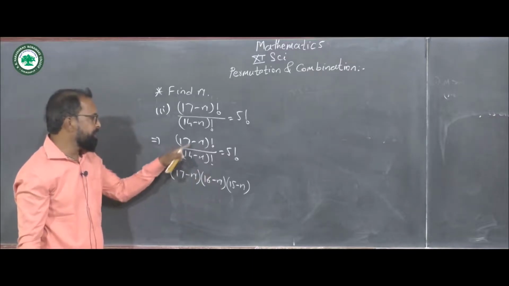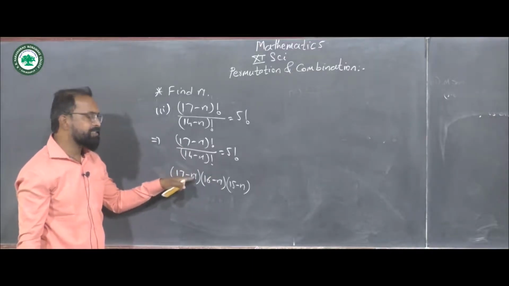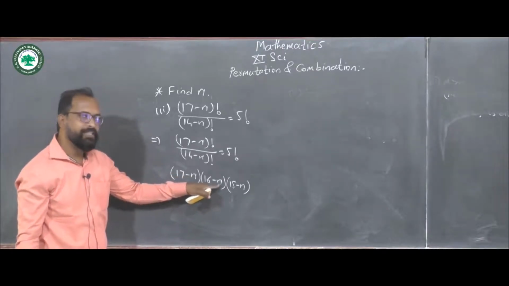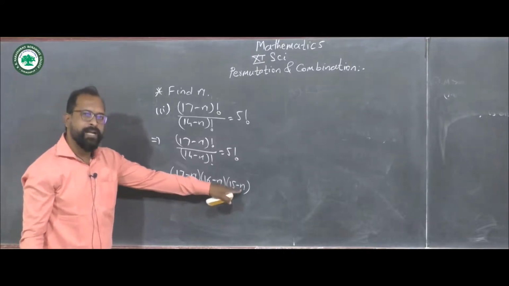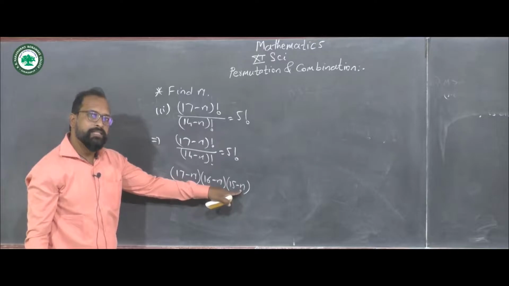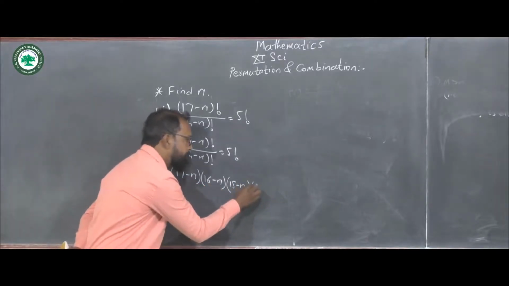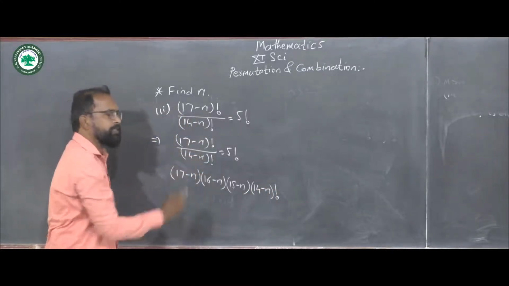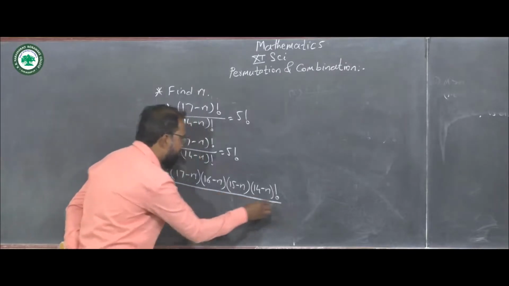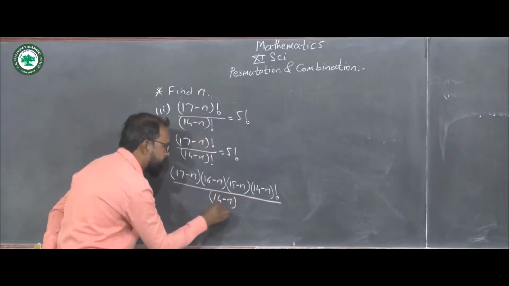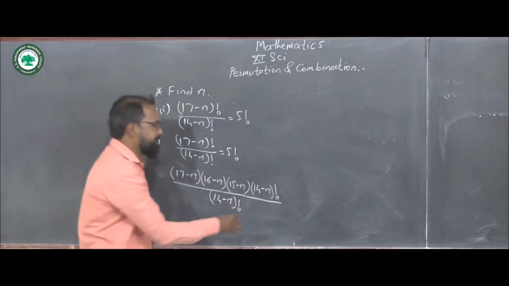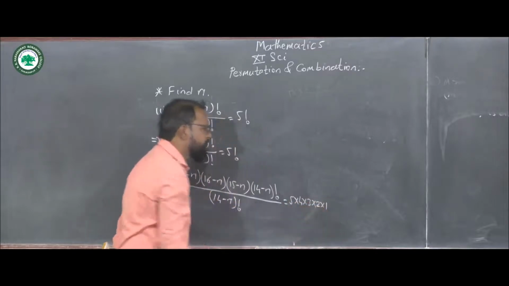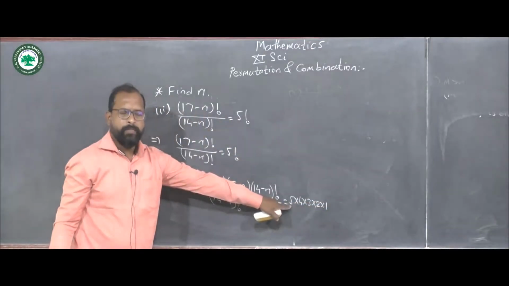That is 17 minus n as it is, 17 minus n minus 1, that is 16 minus n. Again 16 minus n minus 1 becomes 15 minus n. Now 15 minus n minus 1 becomes 14 minus n, and it is factorial because the denominator is 14 minus n factorial. So we divide by this 14 minus n factorial, and the RHS is 5 into 4 into 3 into 2 into 1. That is the value of 5 factorial.